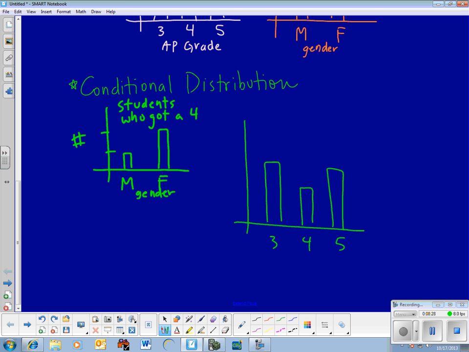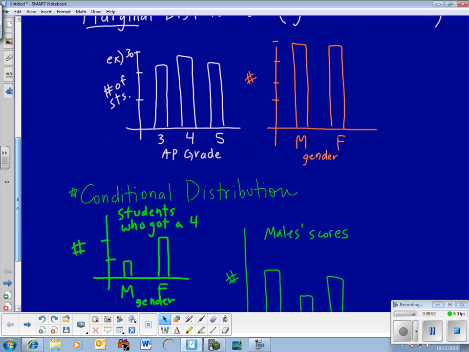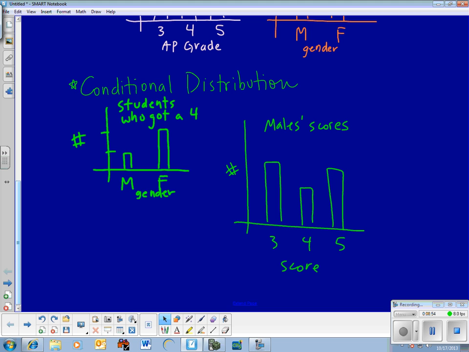I spent too much time on the graph. But this is males' scores. This is how many, this is the score. That's another condition. Under the condition that we're only looking at the guys, tell me how the scores broke down. So that's 2 examples of distributions found within the two-way table. Marginal, conditional. Make sure you have an example down of those and you're able to use those terms.